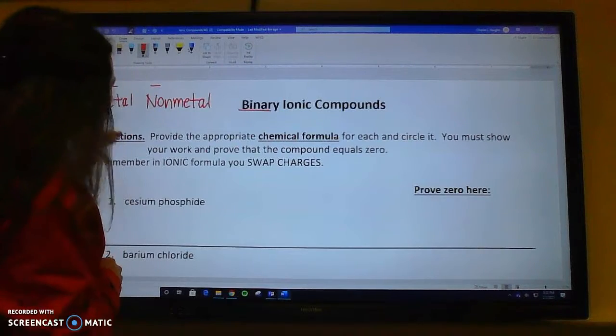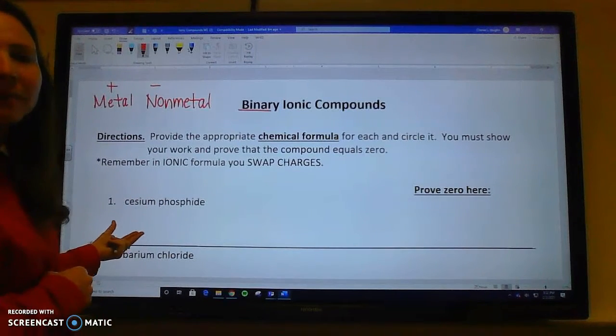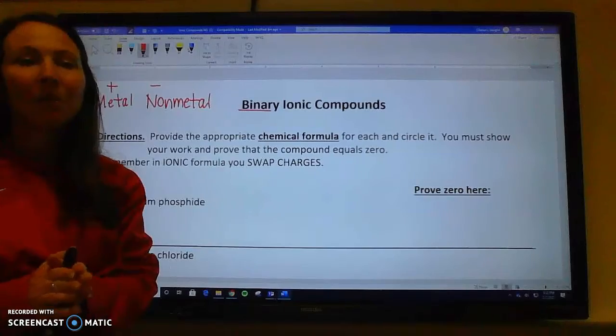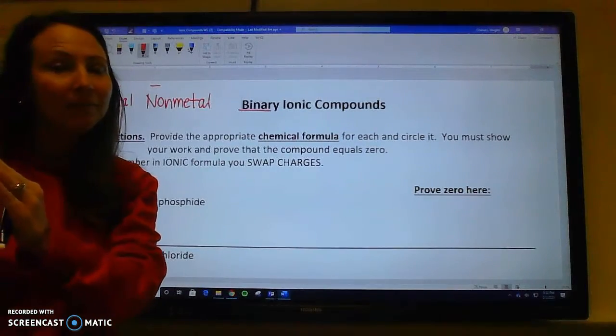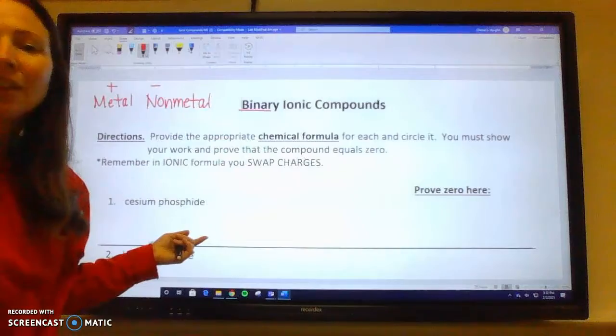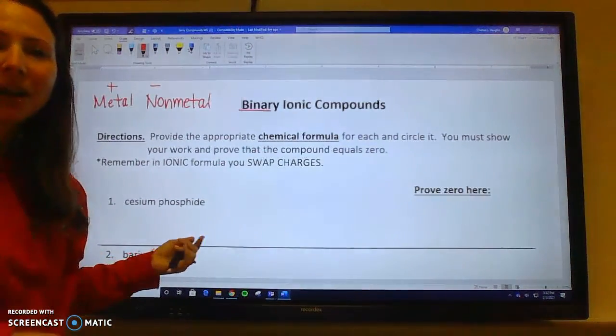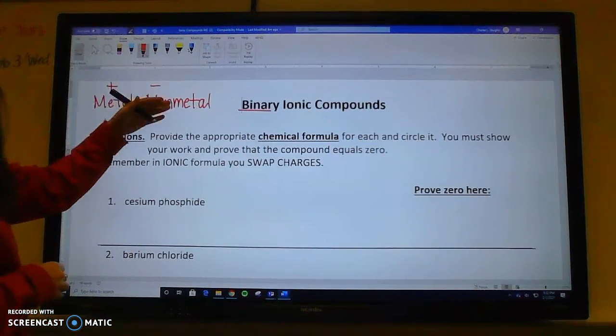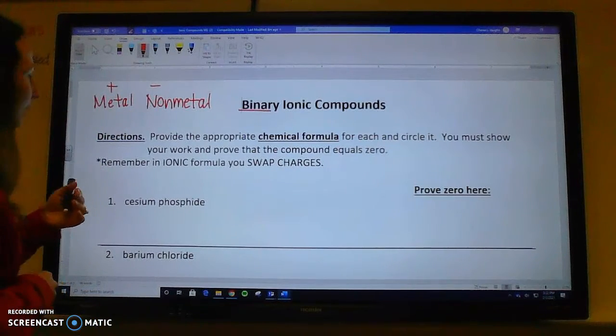And when you're looking at your names, they always do the metal first and then the nonmetal. By the way, on your periodic table, metals are on the left side, nonmetals are on the right. In the names, the metals are on the left side and the nonmetals on the right. So it goes in the same order, okay? It's understood that you're always going to have a positive with a negative.